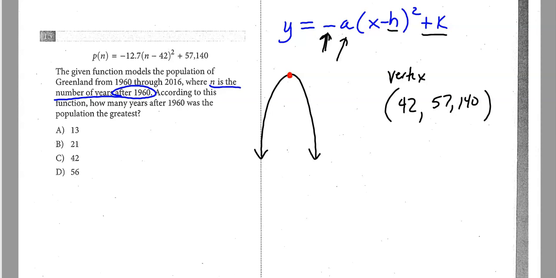According to this function, how many years after 1960 was it the greatest? Well, it's going to be 42 years. So you had to know quadratic vertex form for that one.